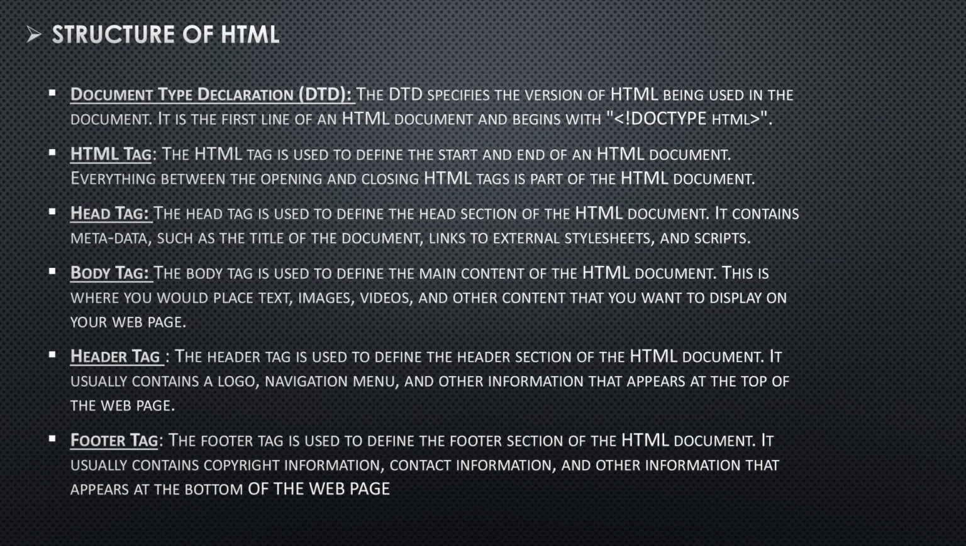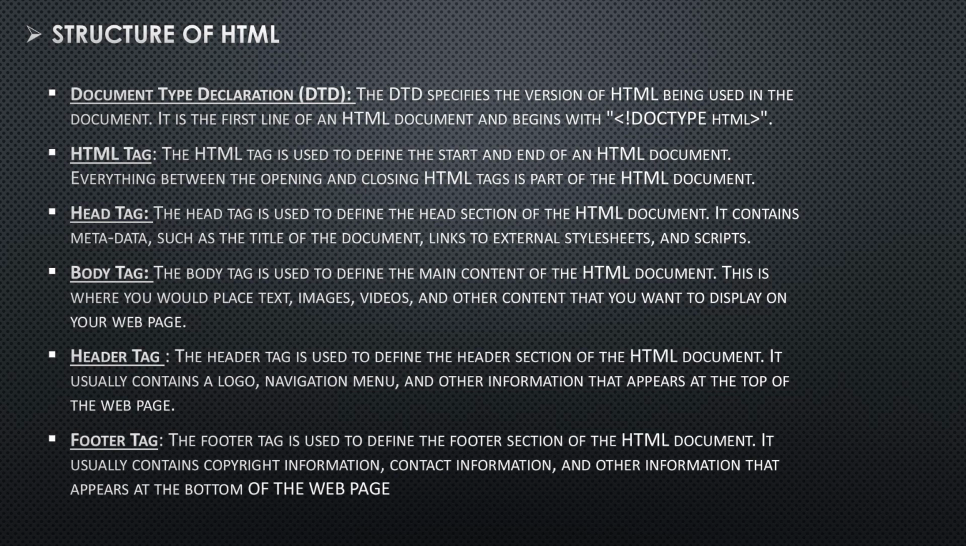Talking about the structure of HTML, the first is the document type declaration. It specifies the version of HTML being used in the document. It is the first line of an HTML document and begins with the document type HTML. The HTML tag. The HTML tag is used to define the start and the end of the HTML document. Everything between the opening and closing HTML tags is the part of the HTML document.